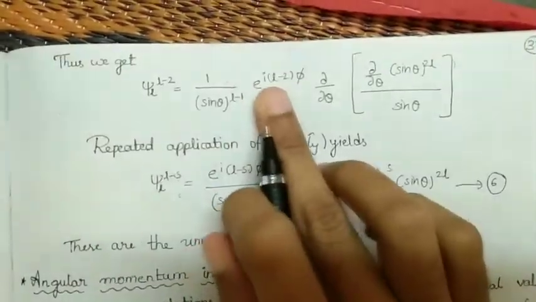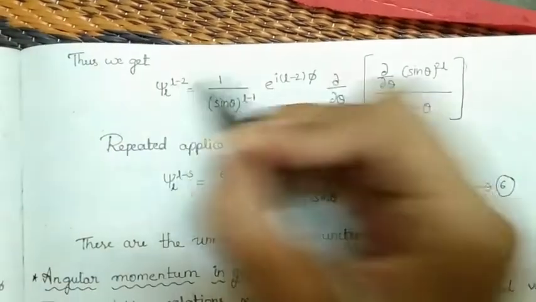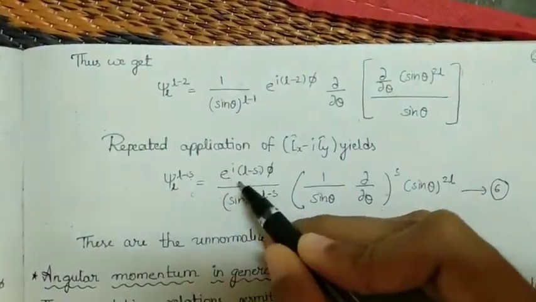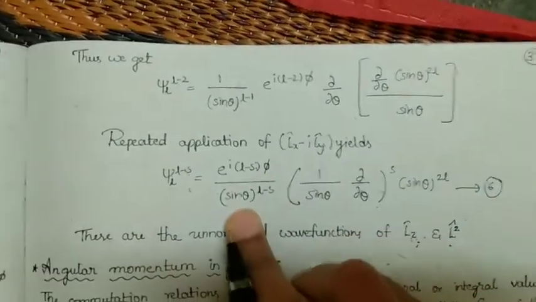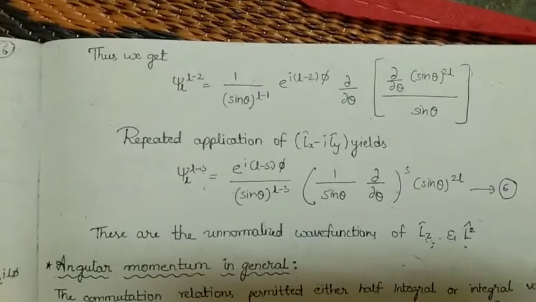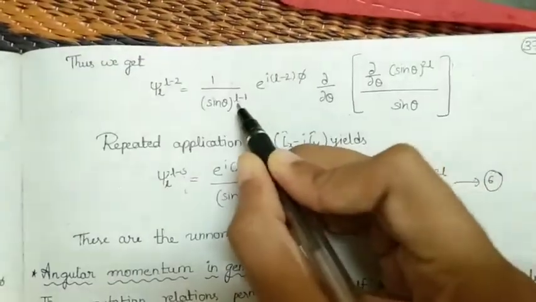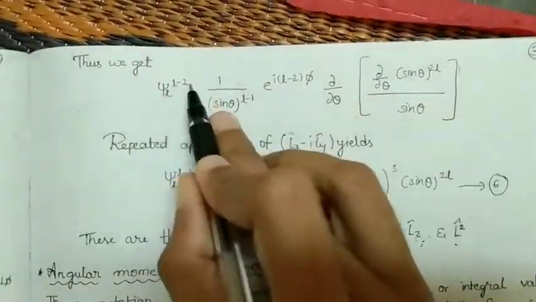Here e^(i(L-2)φ), so here also 2, here also 2. So here also e^(i(L-s)φ). After applying for s times we would get this term. And the next thing is here we are having L-1, but here it is L-2.